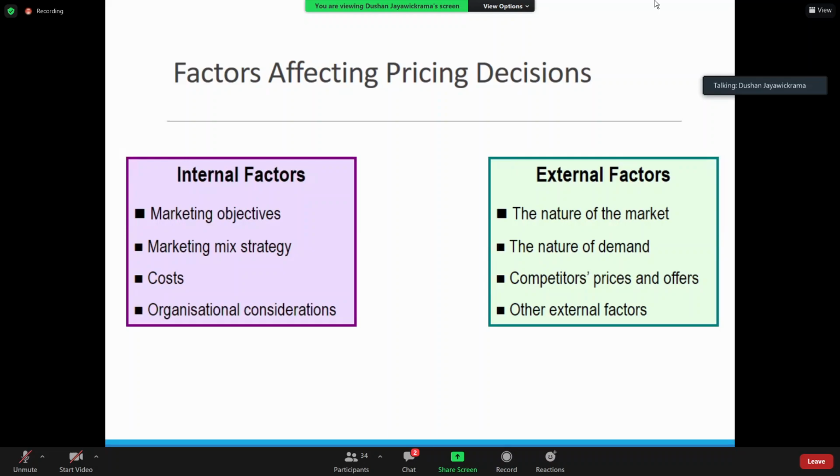So that integrated approach between marketing strategies is also something that the price setters should think about, and also cost. What we mean by cost here can be the fixed cost, can be the variable cost.